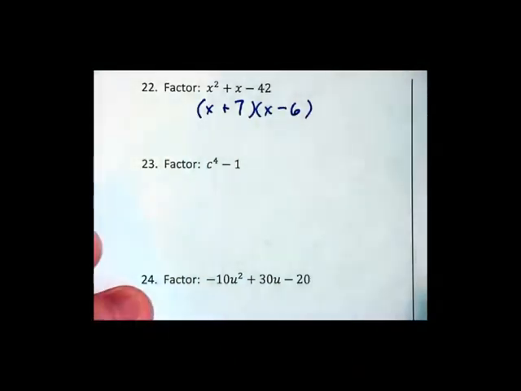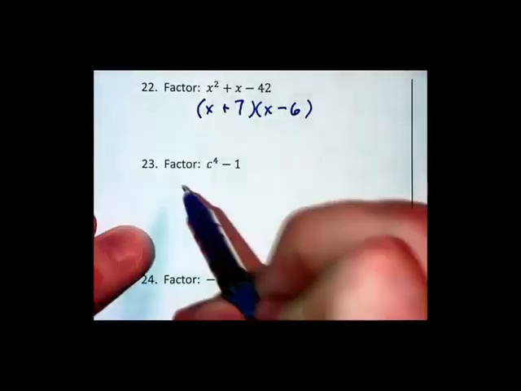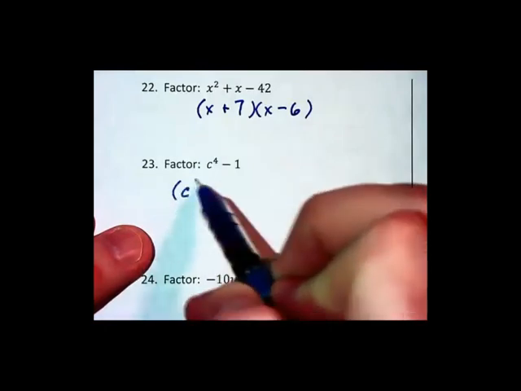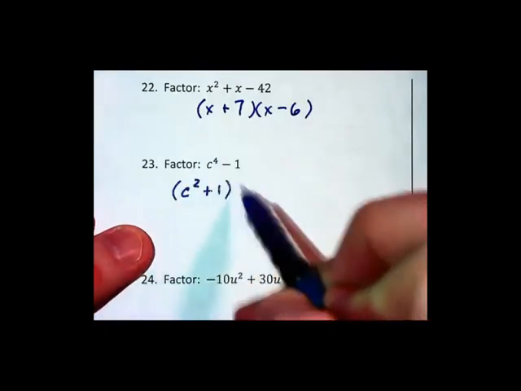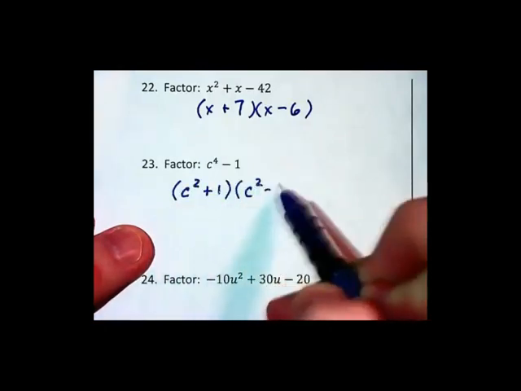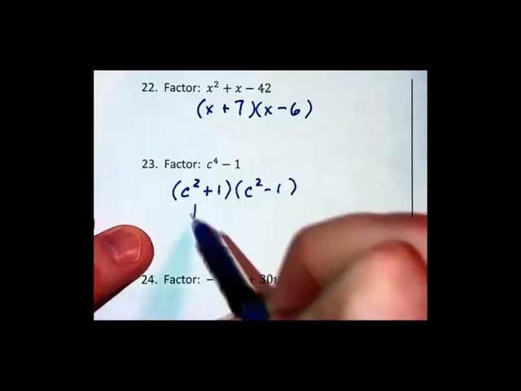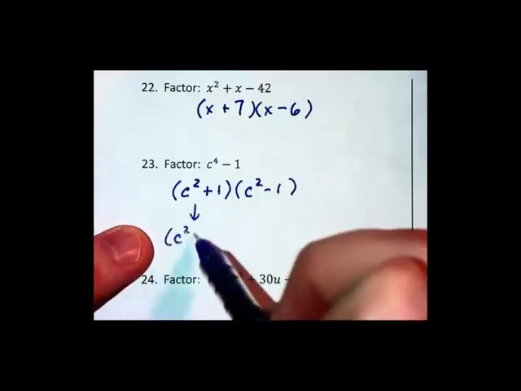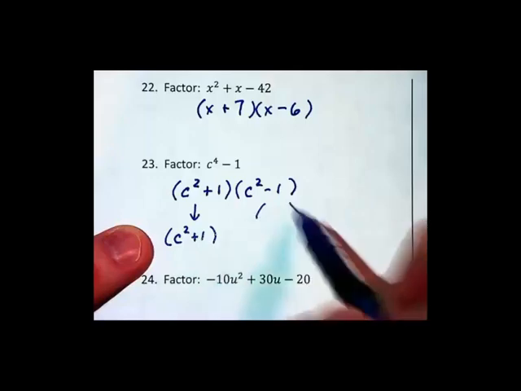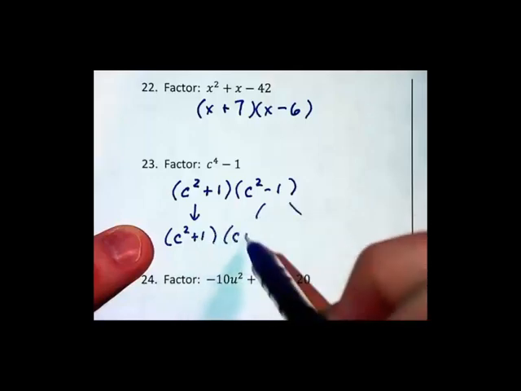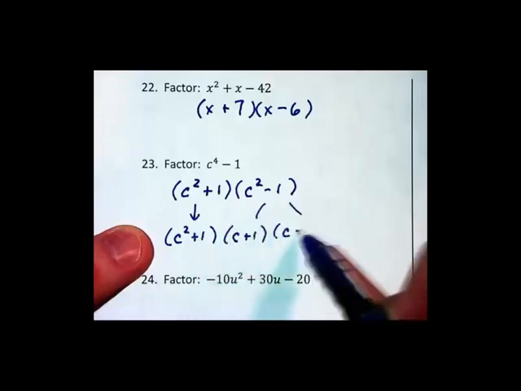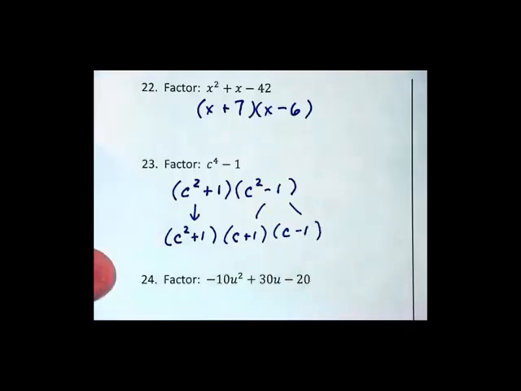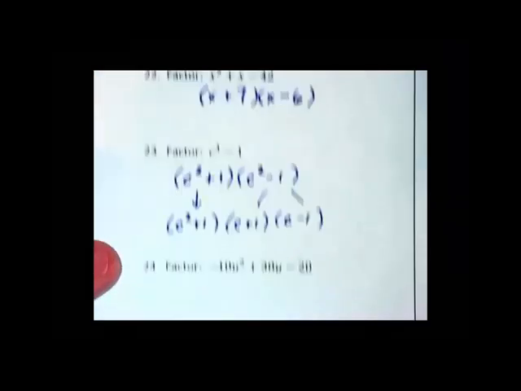The next problem only has two terms. It's apparent there's no GCF. So we're going to factor using the difference of two squares, (c squared plus 1) times (c squared minus 1). We cannot factor the sum of two squares, but the difference of two squares will factor further into (c plus 1) times (c minus 1). And that there is completely factored.